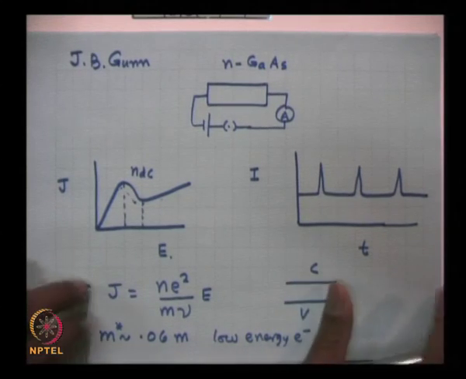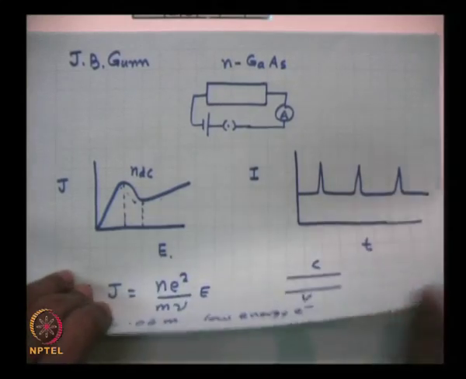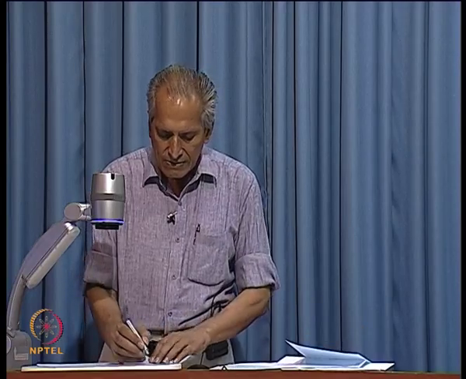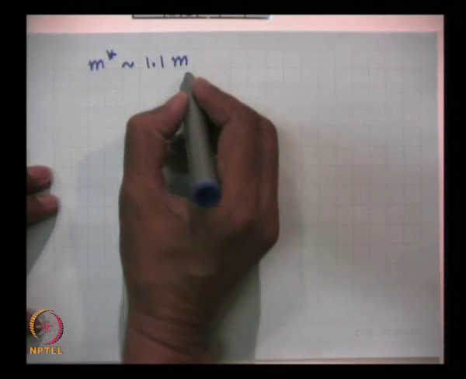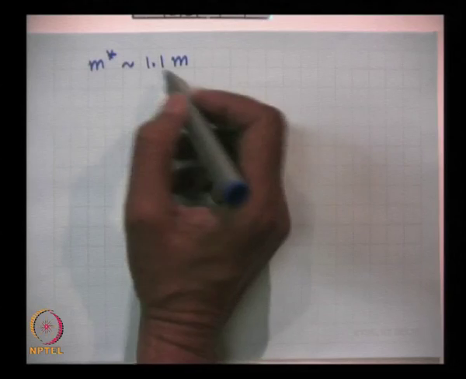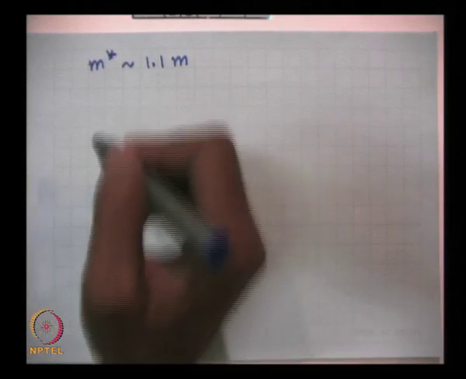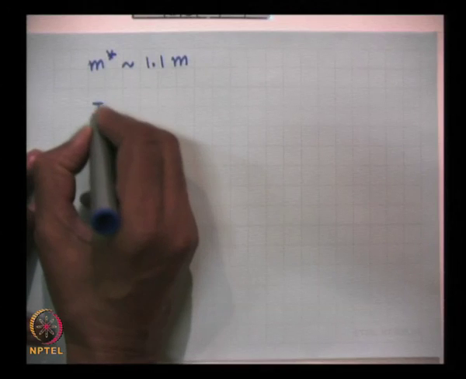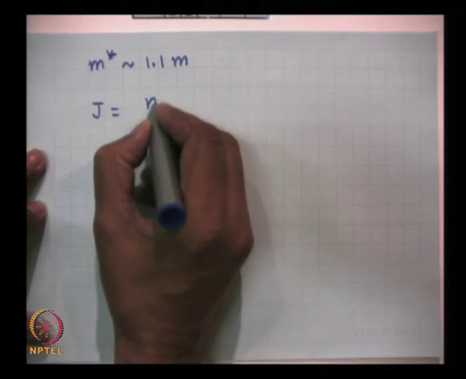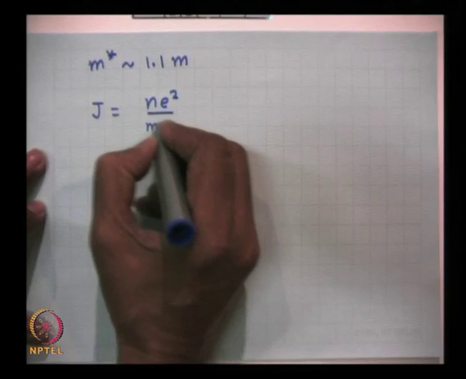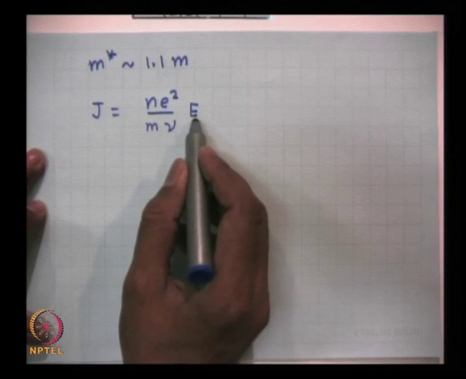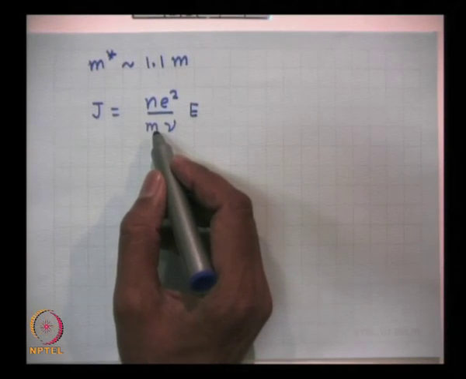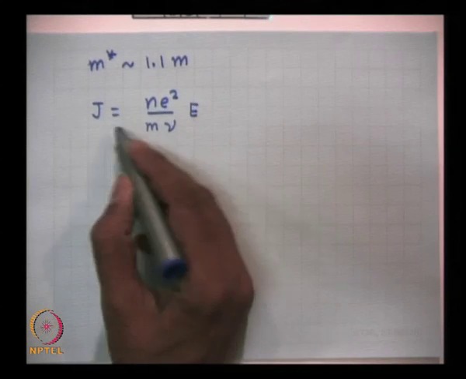Whereas high energy electrons in the conduction band have a higher effective mass, of the order of m star equal to 1.1 m, where m is the free space electron mass. So, what is happening here is that if you look at the expression for J, which is equal to n e square tau upon m star into E, the electrons at low electric fields have low energies and consequently mass is low. So, conductivity is large, current is large.